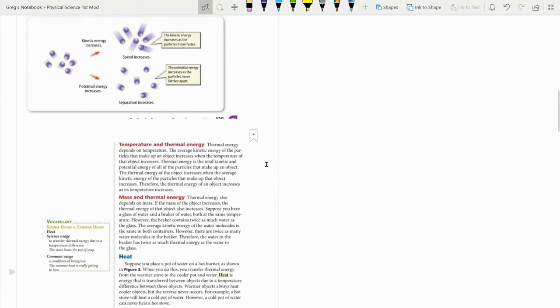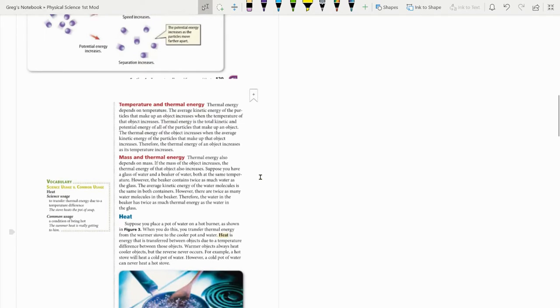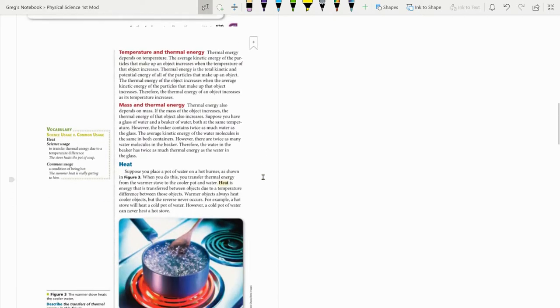Temperature and thermal energy. Thermal energy depends on temperature. The average kinetic energy of the particles that make up the object increases when the temperature increases. So thermal energy will increase as kinetic energy increases.